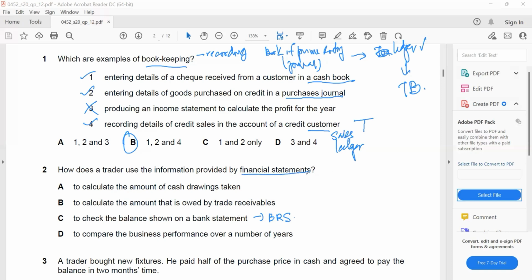Financial statements, basically there are two in your syllabus: the income statement and the statement of financial position. So here, to calculate the amount of cash drawings taken, you can take it from your capital account. Capital account can help you to find the drawings amount. And to calculate the amount owed by the trade receivables, this one is in your trade receivables ageing, or you go to the trade receivables account, you can find the amount owing. So the answer should be business performance, to compare the business performance over the year.